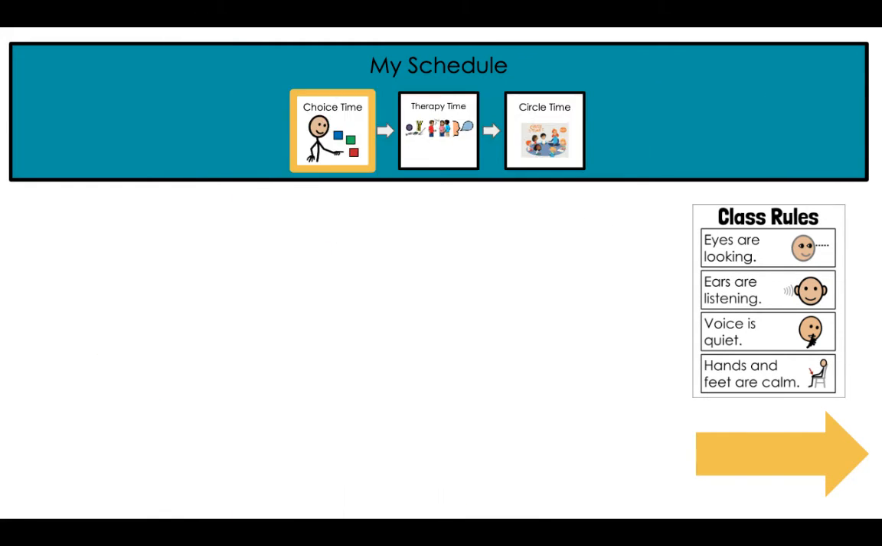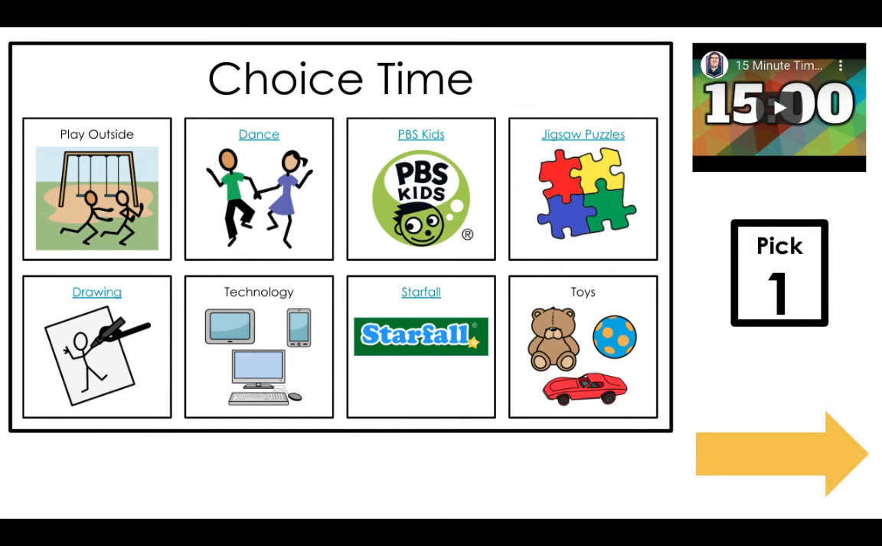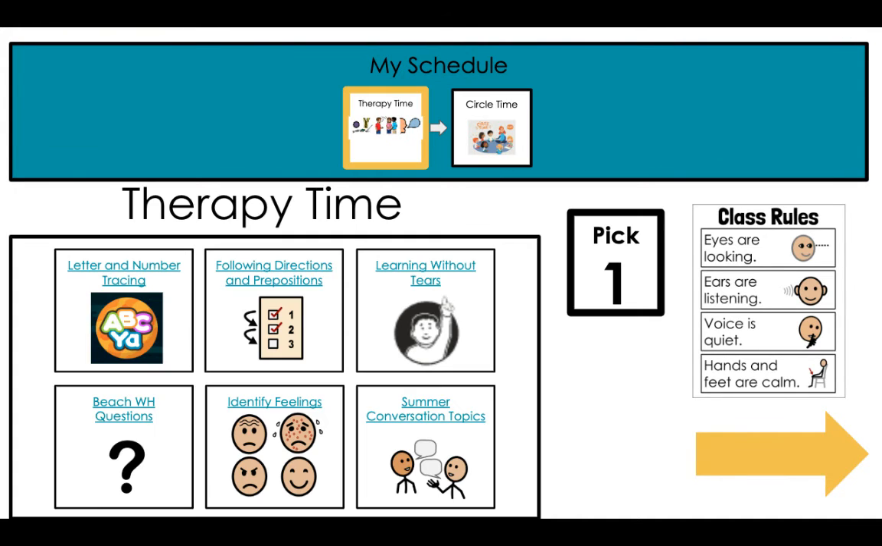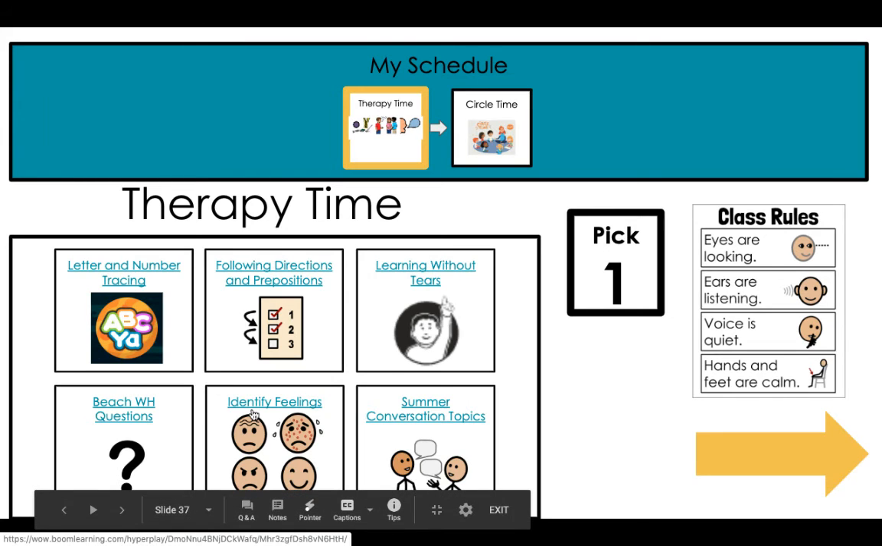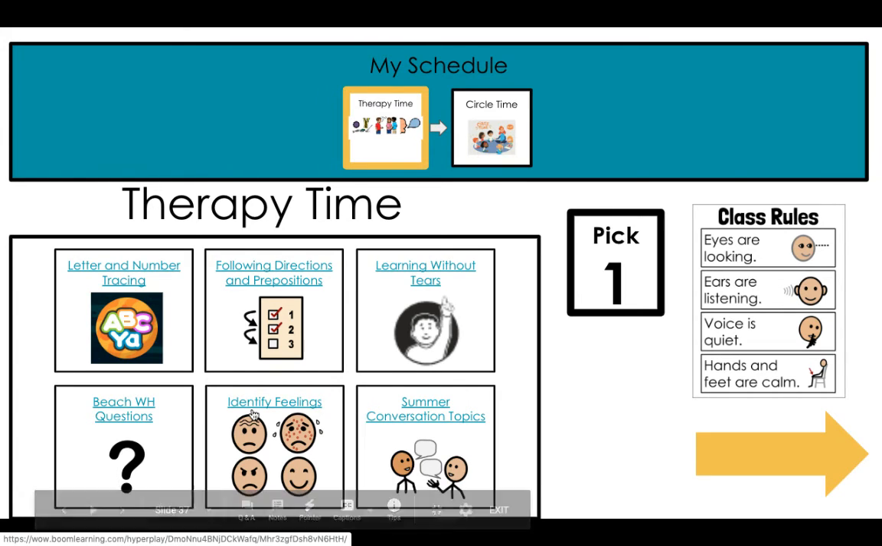We're finished. Choice, more choice time. And then therapy time. This is not provided by our speech pathologists and occupational therapists. These are just some things that I found, and our social worker. These are things that I found that might be helpful. So we've got some letter and number tracing online, following directions, and prepositions. It's really big for speech. Identifying feelings, working on some of our more social emotional skills, and then summer conversation topics.